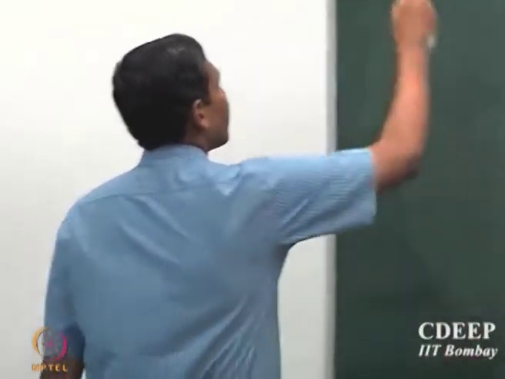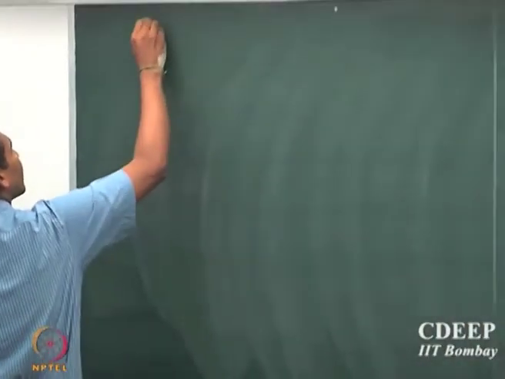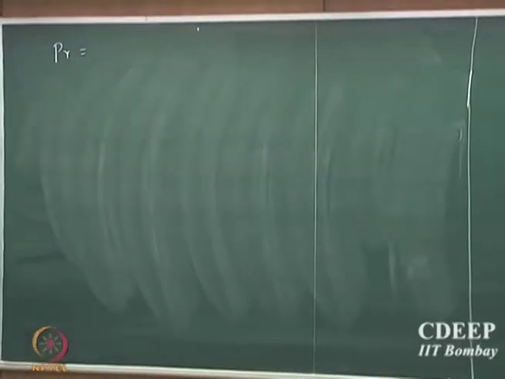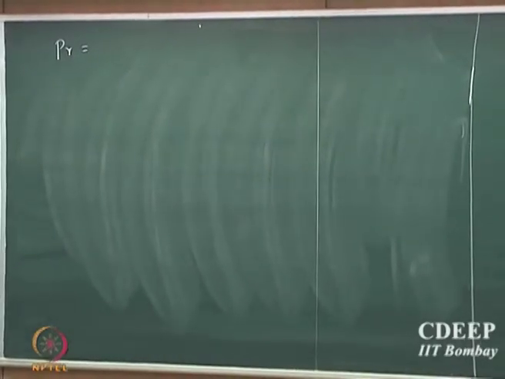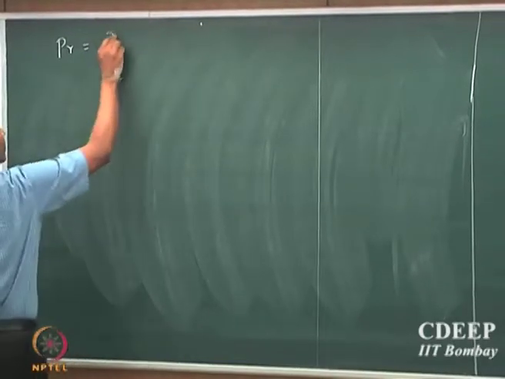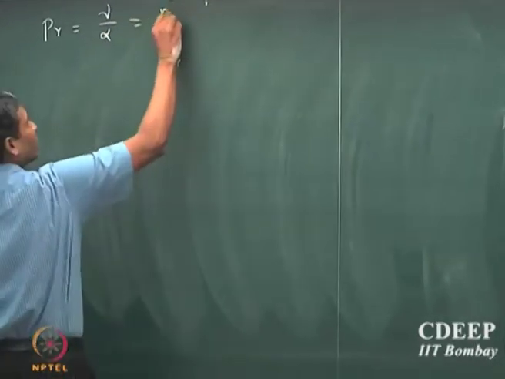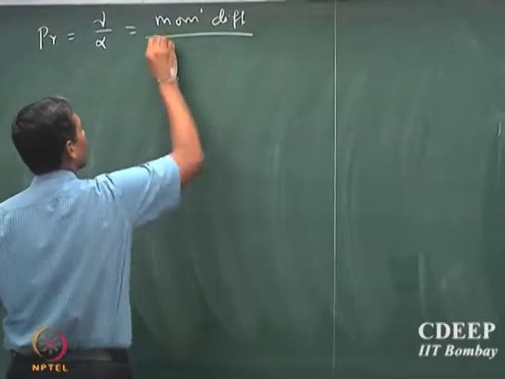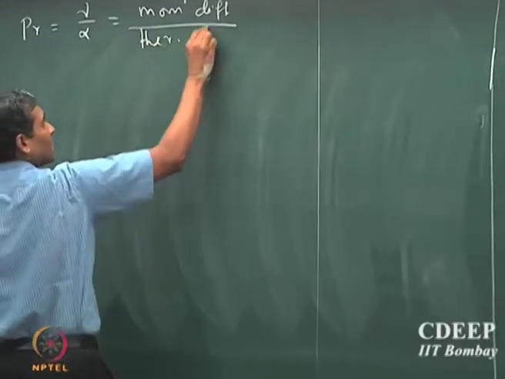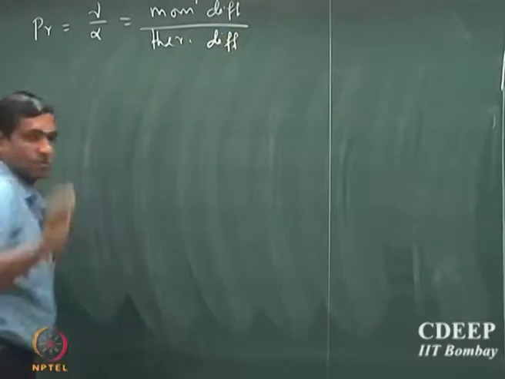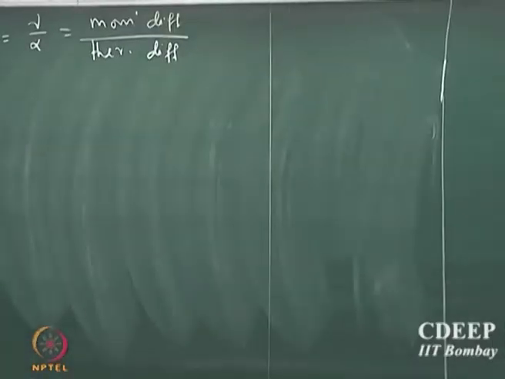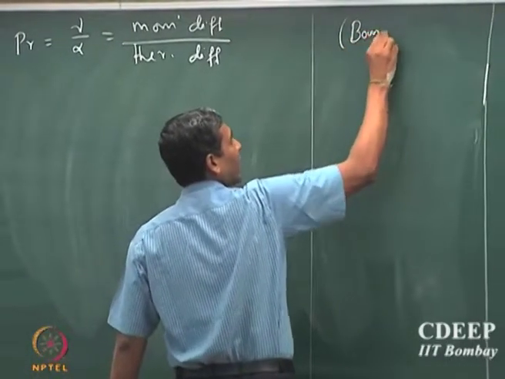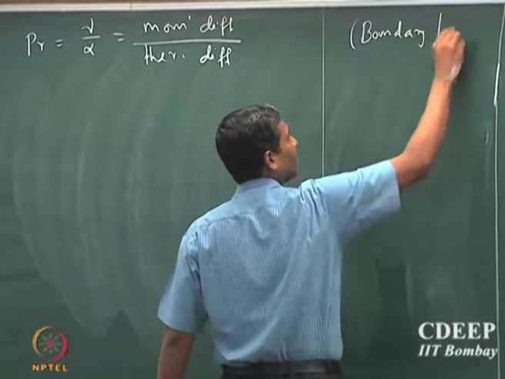Okay. So the first observation is that the Prandtl number is a ratio of mu over alpha, which is the momentum diffusivity divided by thermal diffusivity. Now, note that all of these are happening in the boundary layer. So you are looking at characterizing the process in the boundary layer.